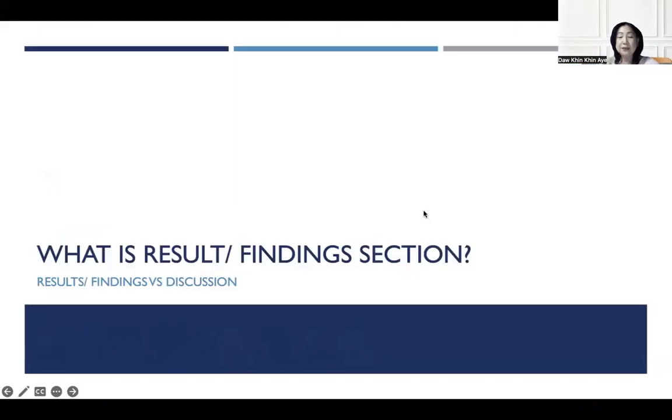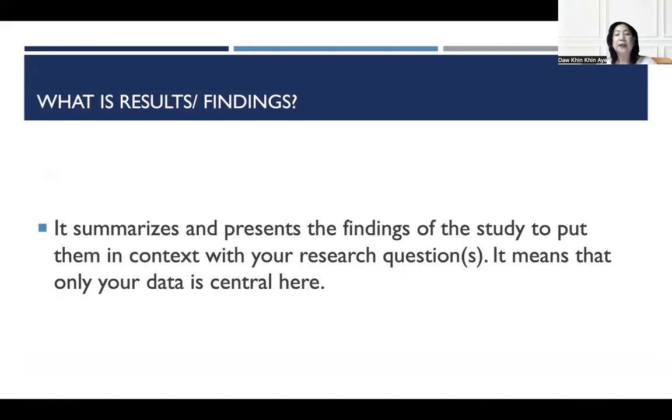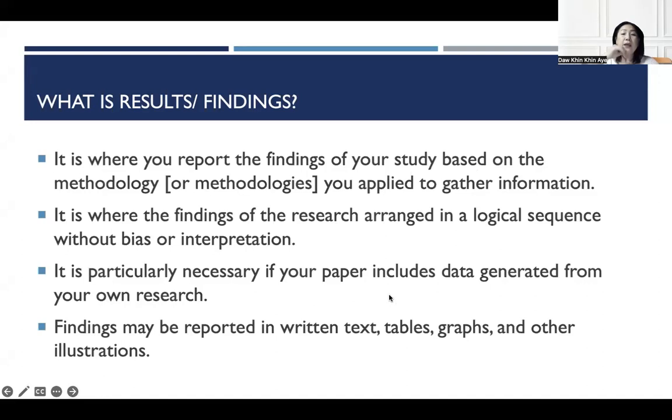What is the results or findings section? Next slide. Okay, here it summarizes, be careful, and presents the findings of the study to put them in context with your research question. It means that only your data is central here. It is where you report the findings of your study based on the methodology you applied to gather information. It is where the findings are arranged in a logical sequence without bias or any interpretation yet. Only purely the results or findings.